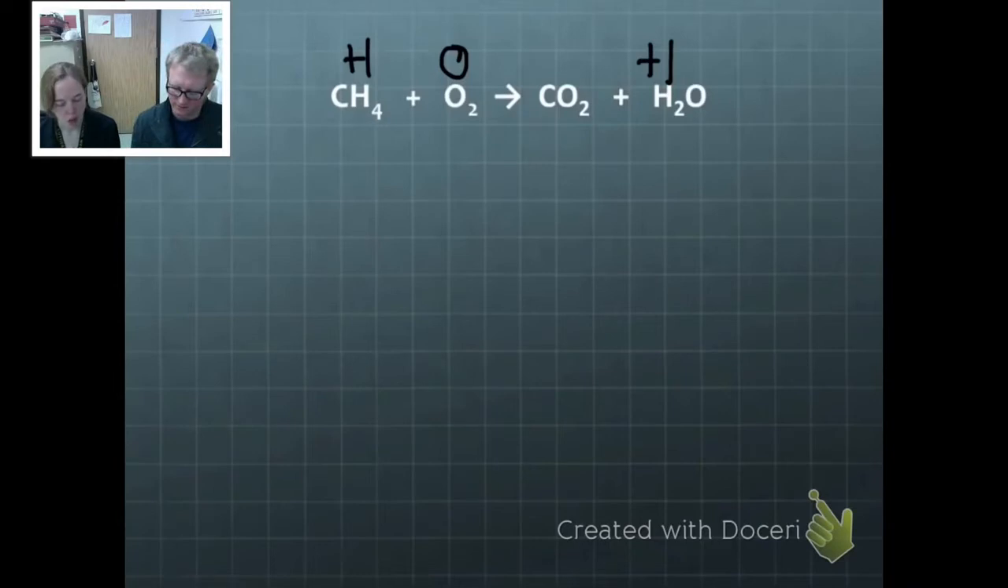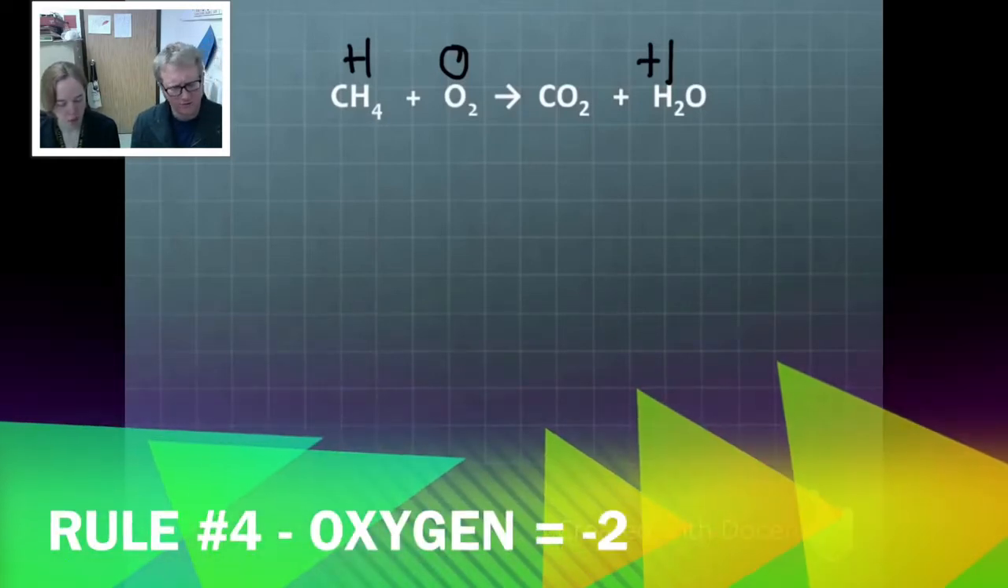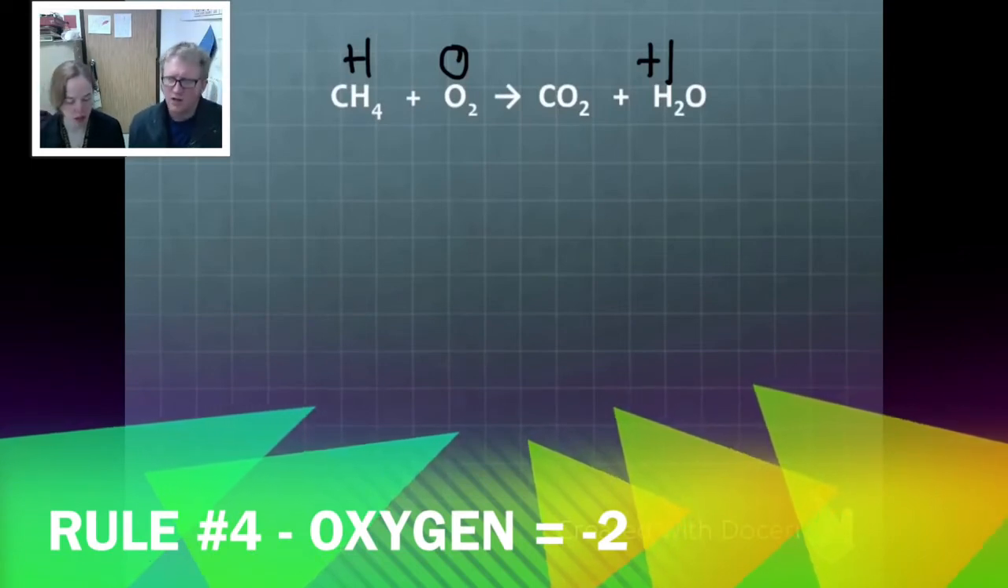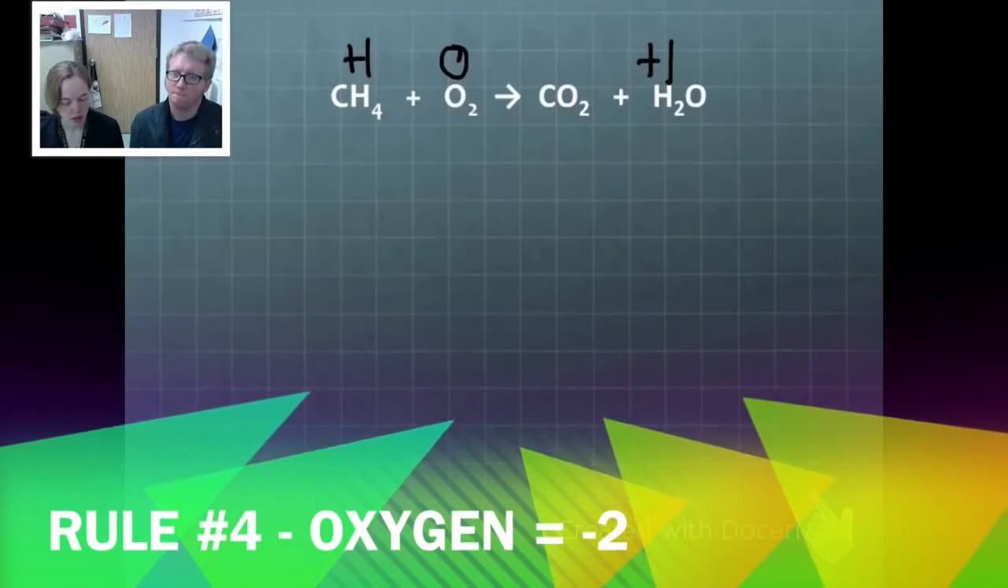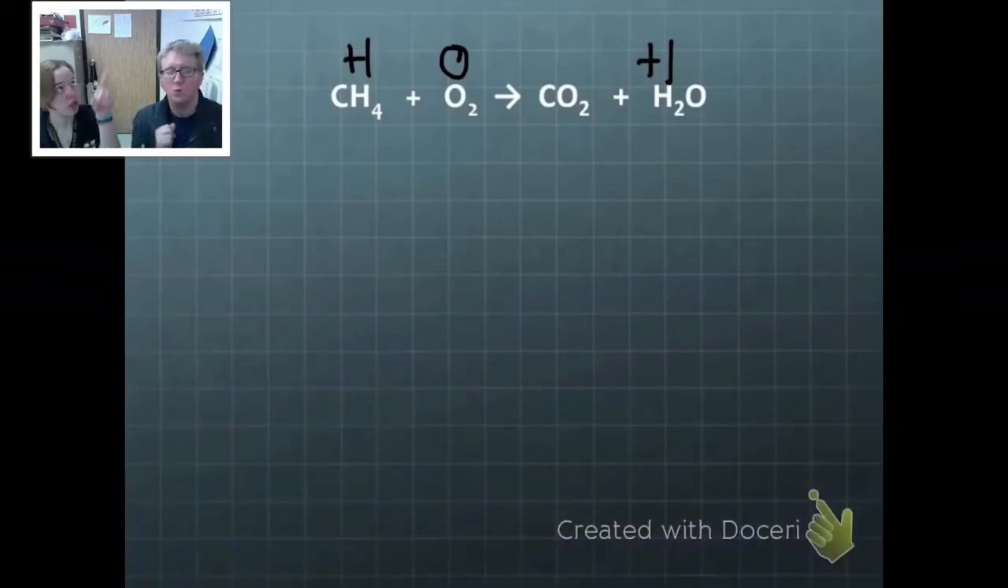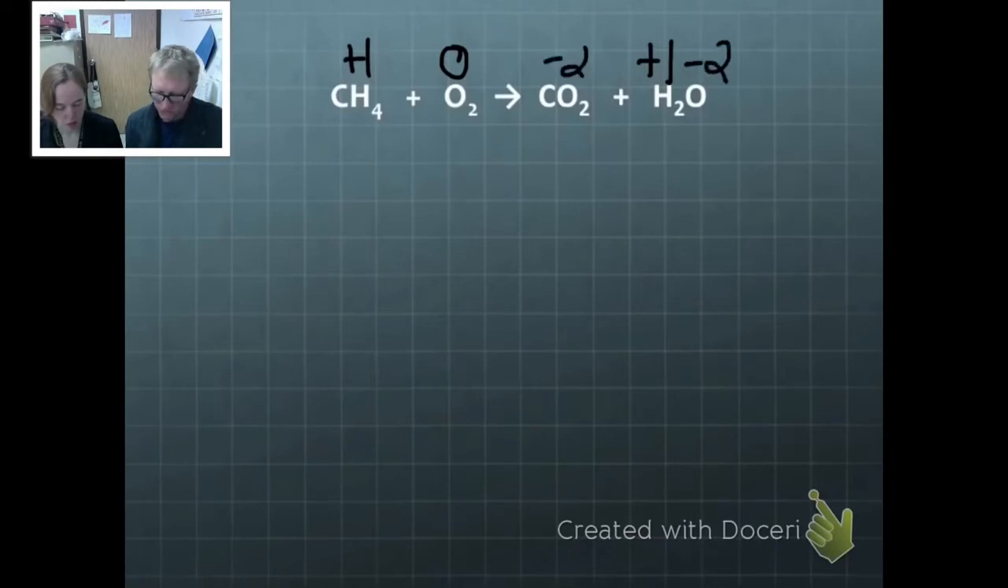After hydrogen, what's our next easy rule? After hydrogen there was oxygen, right? So what was my rule for oxygen? Oxygen is always -2. It's just like it is on the periodic table. Oxygen is always -2 unless it's by itself, which is why that one was 0. So I've got -2 right there, and I've got -2 right there.